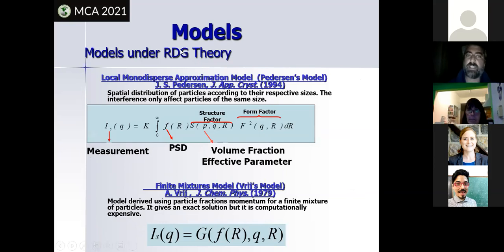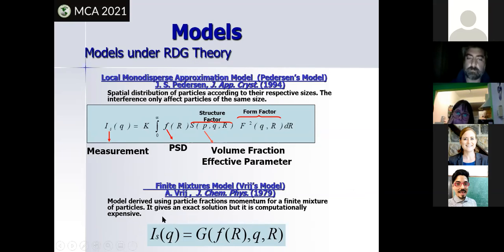Just to say a little bit about the Peterson model, the local monodisperse approximation model, which is the original name. We have the measurements, which are expressed as an integral equation with parameters k, a global constant, F of R, which is the PSD, and two factors, the structure factor and the form factor, where there is also an unknown, the form fraction effective parameter P, which I mentioned, or perhaps I forgot.